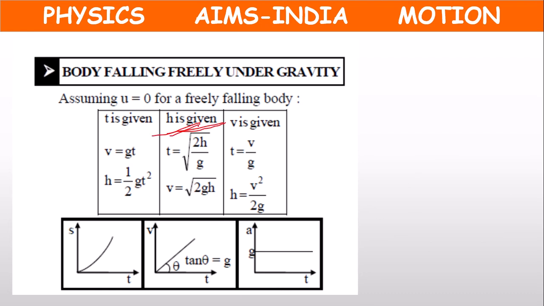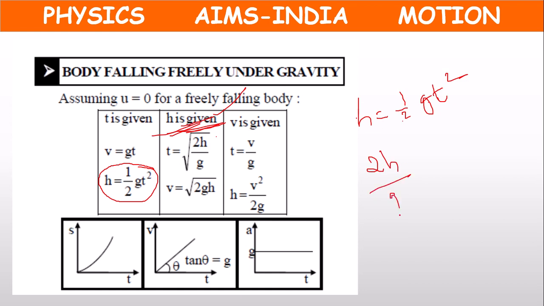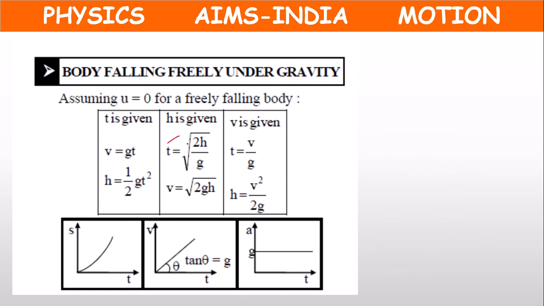Or in terms of h, when h is given, from the same formula h equal to half gt square, 2 will come this side, 2h, g will come down, 2h by g equal to 1 into t square, or t square will come this side, t equal to root of 2h by g. This formula also we can write for time. t equal to root of 2h by g.